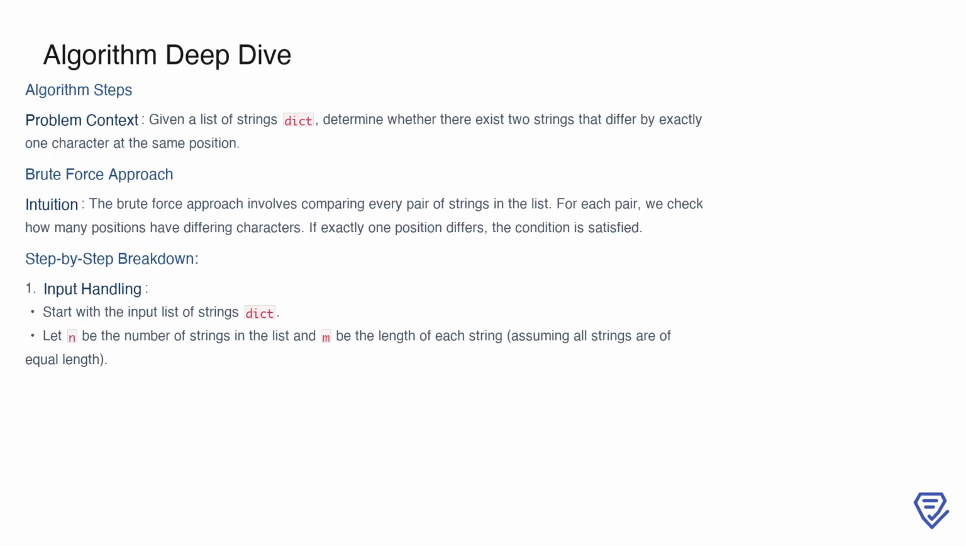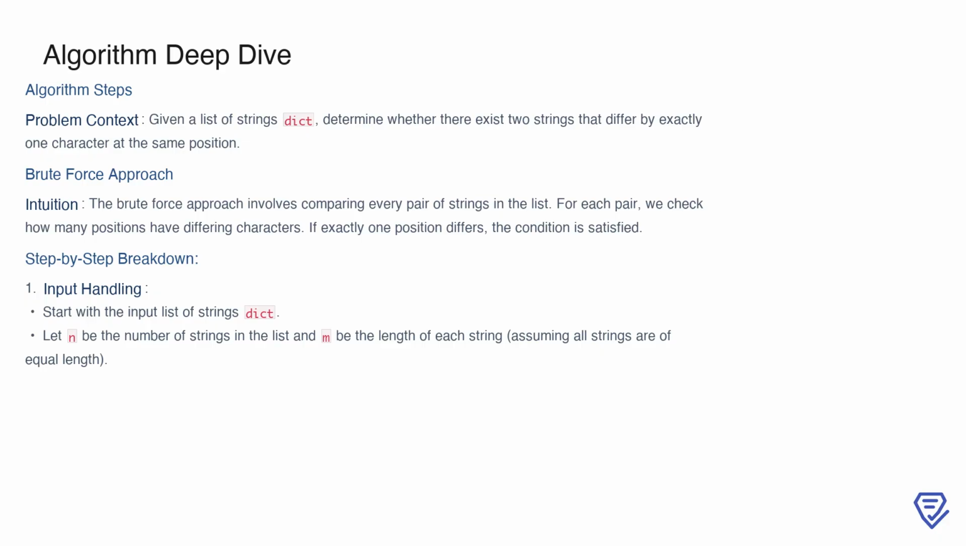To solve this problem, we need to determine if there exist two strings in the list that differ by exactly one character at the same position. The brute force approach is a straightforward way to tackle this. The idea is to compare every possible pair of strings in the list and check how many positions have differing characters. If we find exactly one differing position, we know the condition is satisfied.